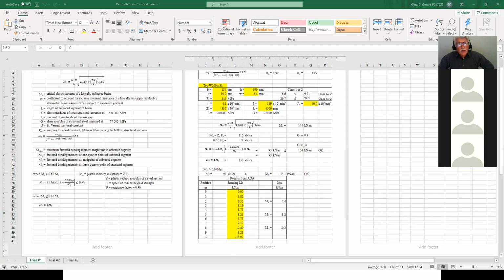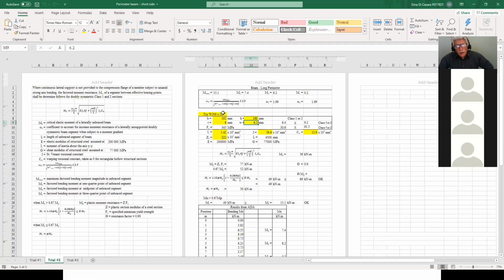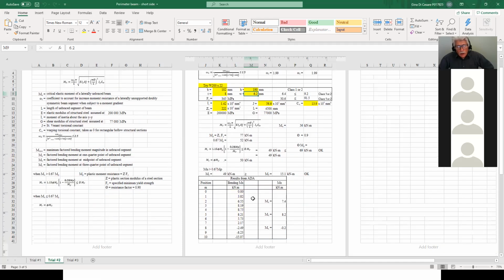And for my second trial section, I think I went down again. I went from W200 by 31 down to 22. And I felt that it was still very strong, so I figured, well, can I go down even lower? I believe on yours, I already gave you what I want you to try. I think I want you to try a W200 by 15 and see if it works. Exactly. Yeah, okay, so that's what I want you to try.